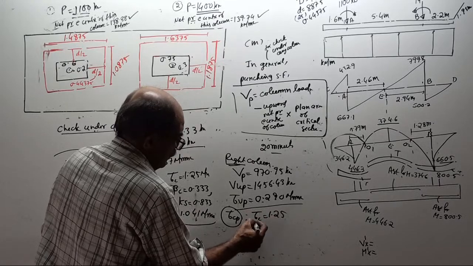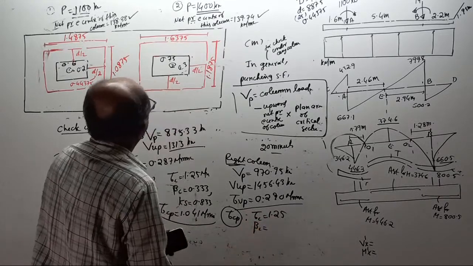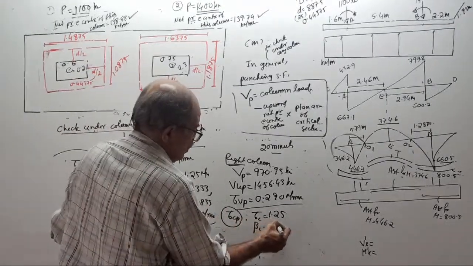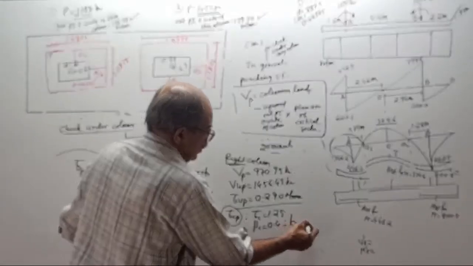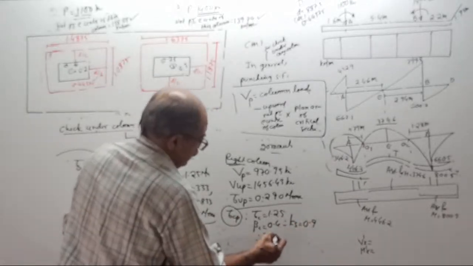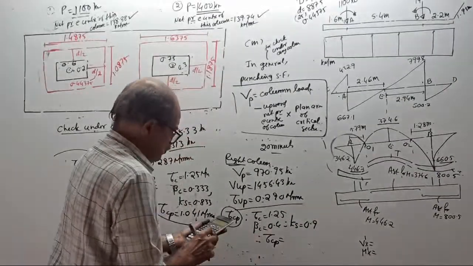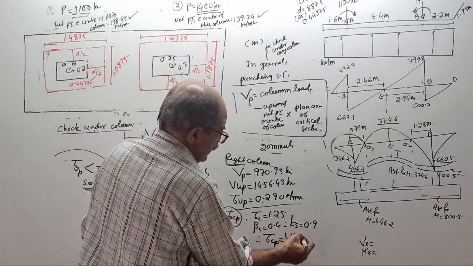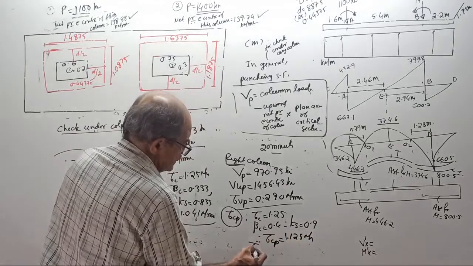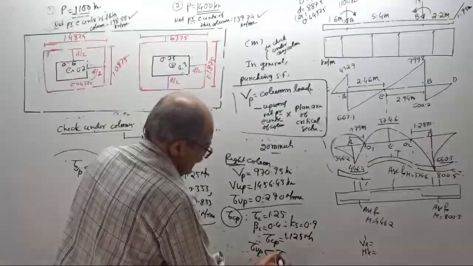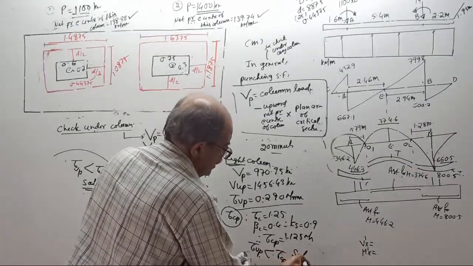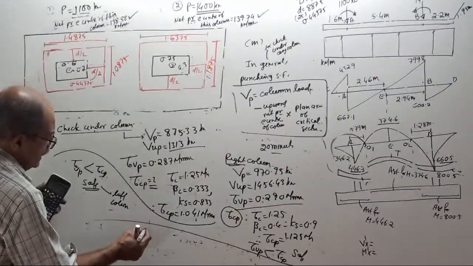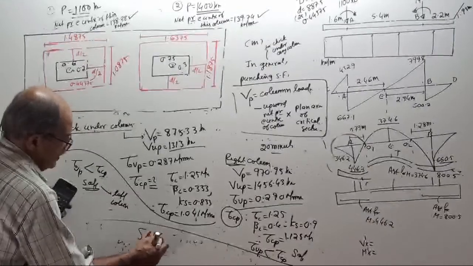1.25. But your beta C equal to 0.4. Therefore, Ks equal to 0.9. Therefore, tau Cp equal to 1.125 Newton per mm square. Here also, tau Vp less than tau Cp, safe. Therefore, our footing is safe in punching shear.